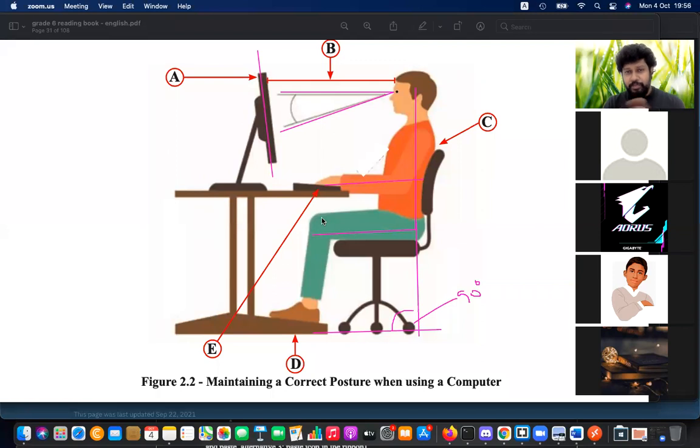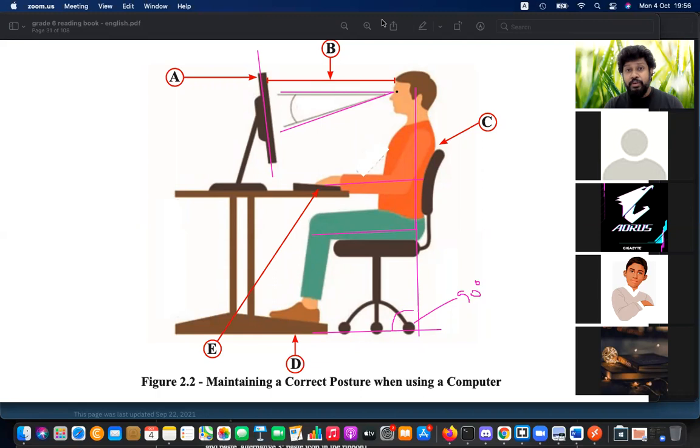So this is the best posture to sit. And the distance between your monitor and you is actually between 18 to 28 inches, closer to 1.5 feet. So if you can maintain this, it is good for your health.